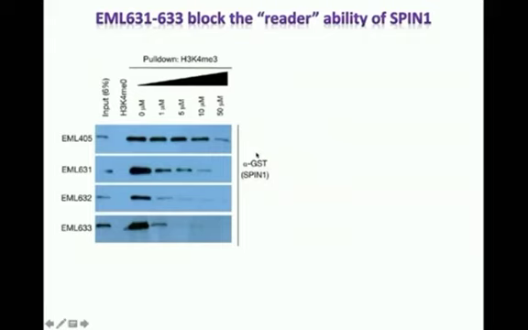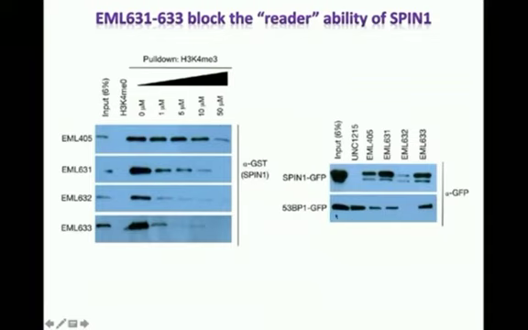Okay, so what do you think is the best inhibitor from these 4? EML 633. 632. Yes, 632. Okay, it's around 632 or 633, okay? Why? Because of the smallest concentration, it can bind even at low concentration.